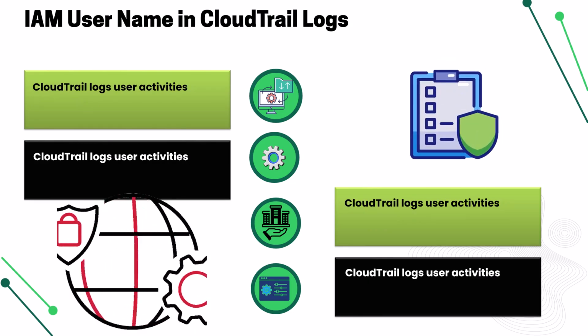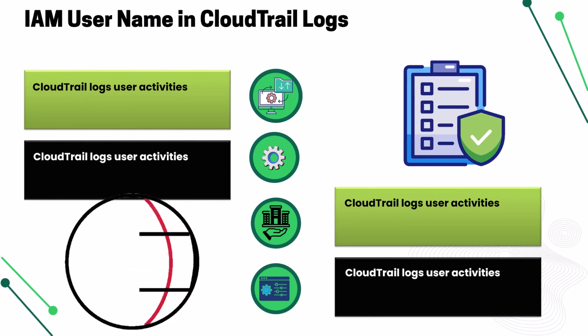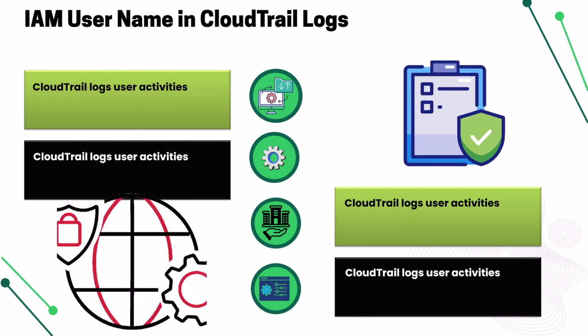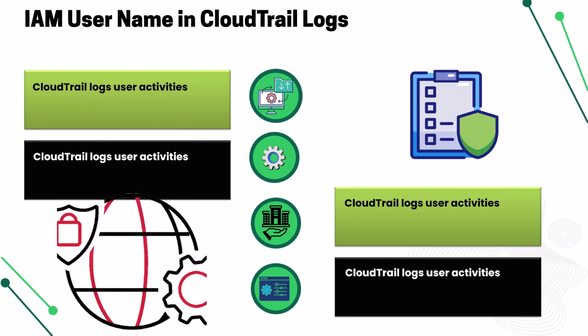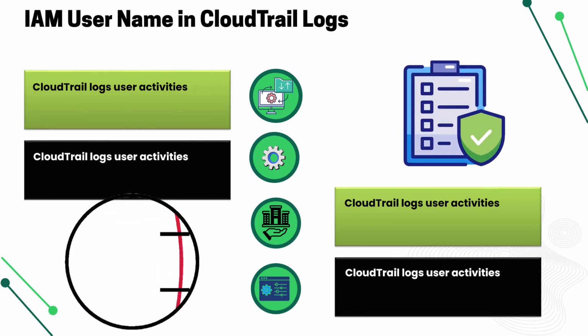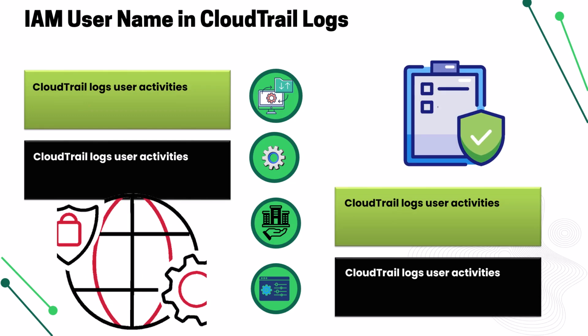CloudTrail logs are like the security cameras of AWS, capturing every IAM user action. Whether it's for auditing or troubleshooting, these logs give you a clear picture of what's happening. It's transparency with a security twist.